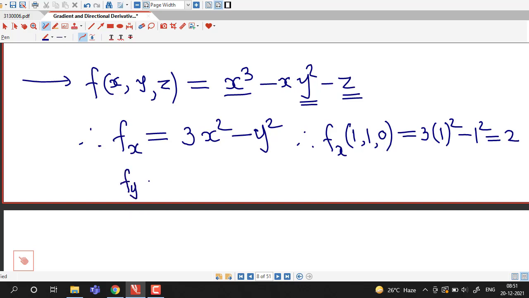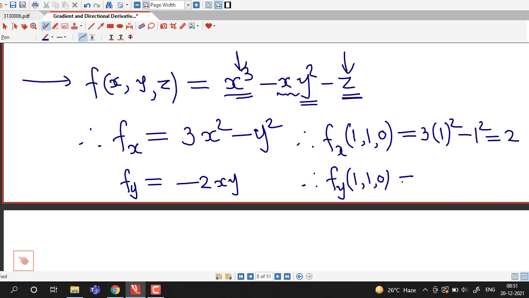Similarly, we find the partial derivative of f with respect to y. So we consider x and z as constant. The derivative of these two terms with respect to y is 0. Here minus x is constant, and the derivative of y square is 2y. So we obtain minus 2xy. Therefore, the partial derivative of f with respect to y at this point is minus 2 times x is 1, y is 1. So the derivative is minus 2.